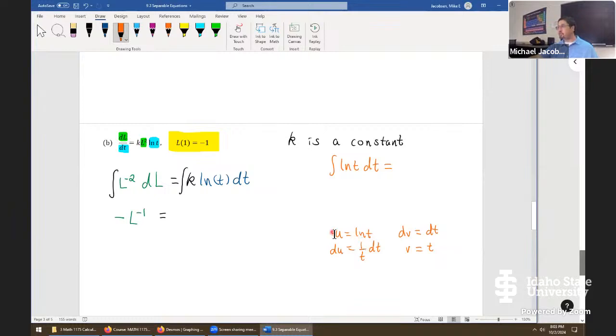Finally, the antiderivative is u times v, that's t natural log t, minus the integral of v times du. Sorry, I said that weird. When we do that, we're taking t times 1 over t. You just get 1 dt. So all said and done, this turns into t natural log t minus t plus a constant.